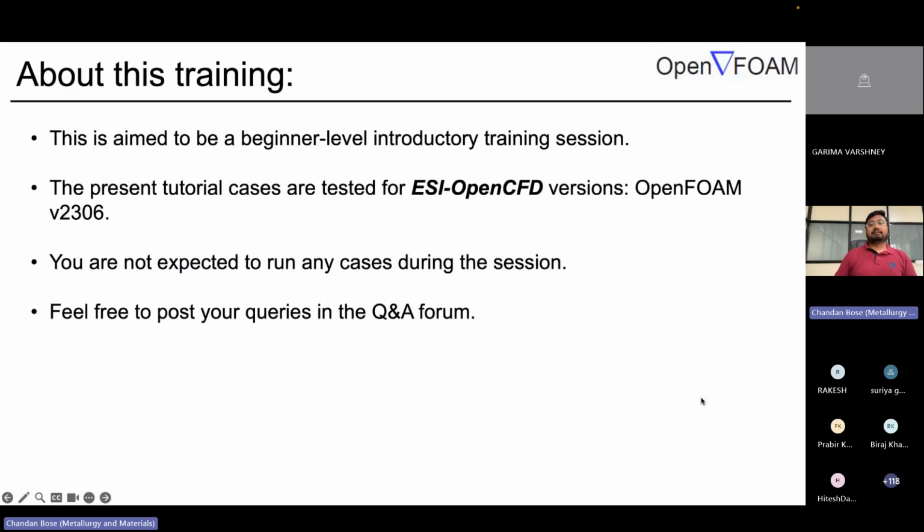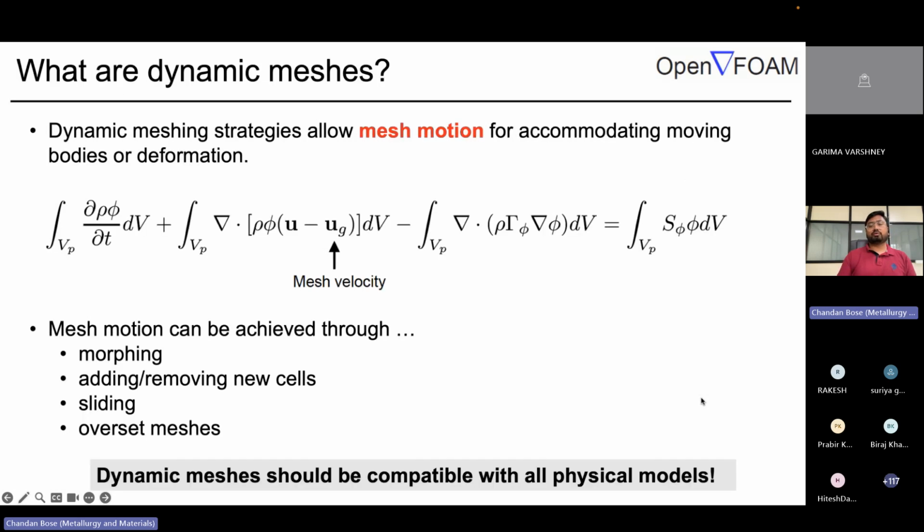Right. And this is a beginner level introductory training session, and the present tutorial cases are tested for the ESI OpenCFD version 2306. However, they are almost the same for the .org version with slight changes in the syntax. Particularly for version 11, you need to know some different syntax. You are not expected to run any cases during the session, so it's a demonstration, and feel free to post your queries in the chat box.